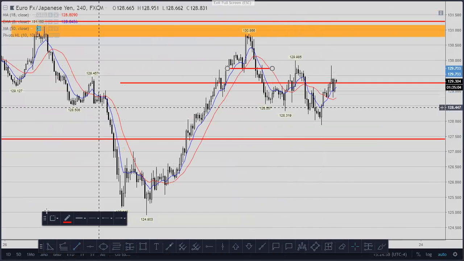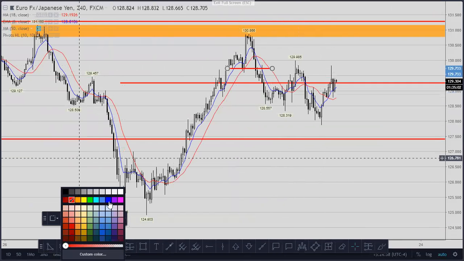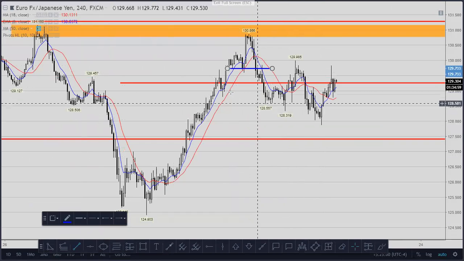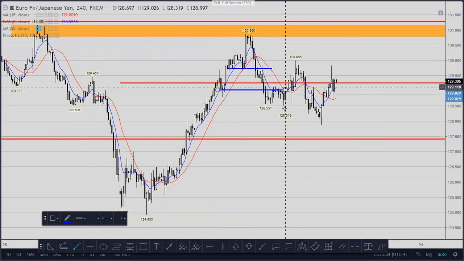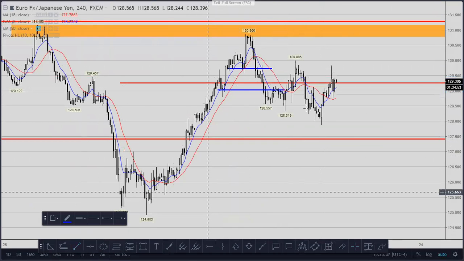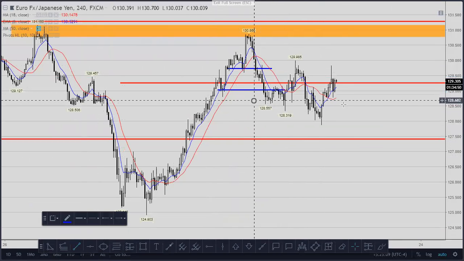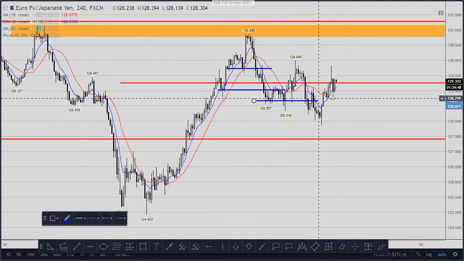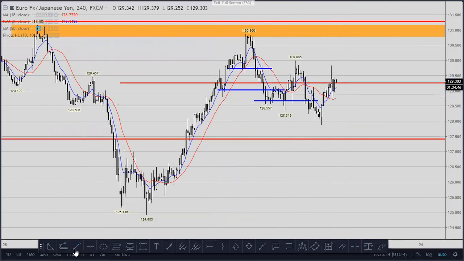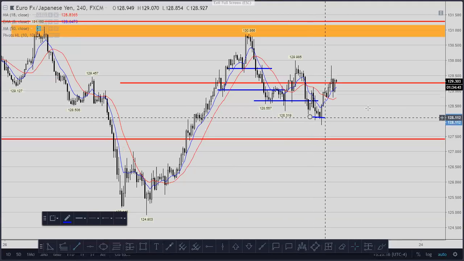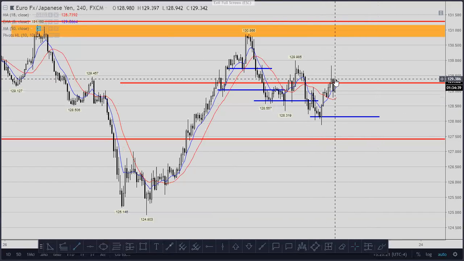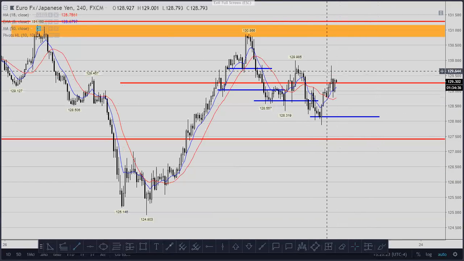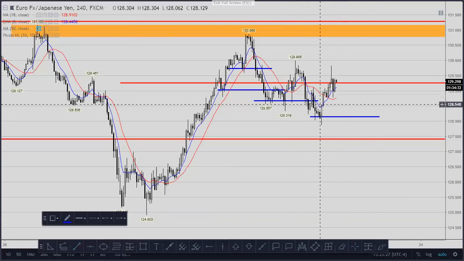I'll actually make my random lines blue now just to color coordinate what's going on in these time frames. We got a break of minor there, break retest. We have another one here. And we have our last level coming in right down here, our last level of resistance. So I'm looking forward to price to break down and keep going. And this is our last level of support.